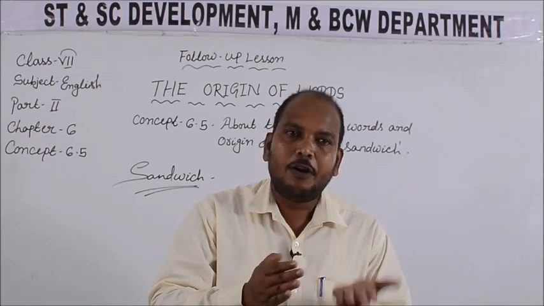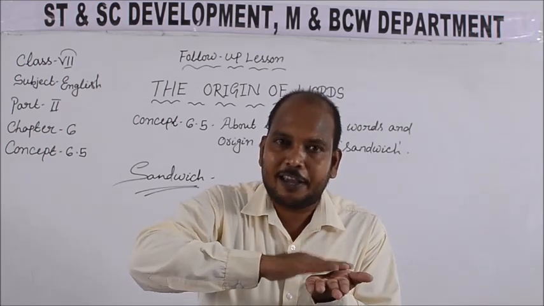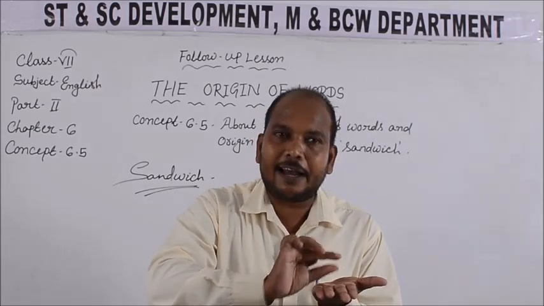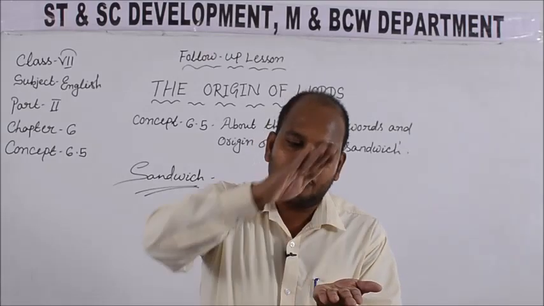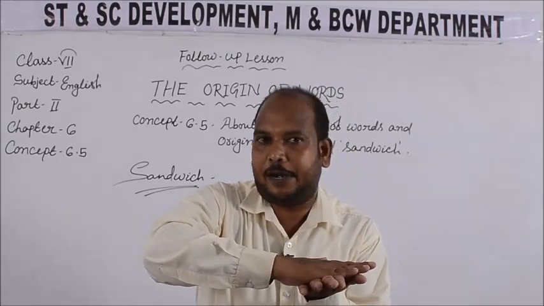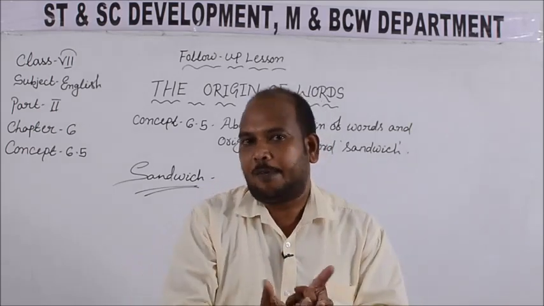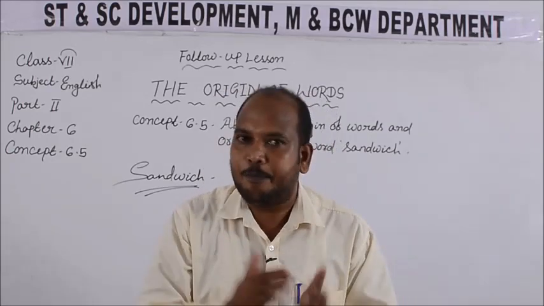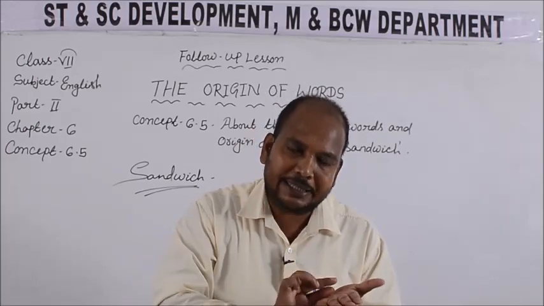When we put butter on a slice of bread, and also put thin layers of either egg or meat or vegetables, etc., then we put another slice of bread. Then we start eating. So it is called a sandwich. A sandwich is prepared of two slices of buttered bread, having a thin layer of meat or egg or vegetables in between.